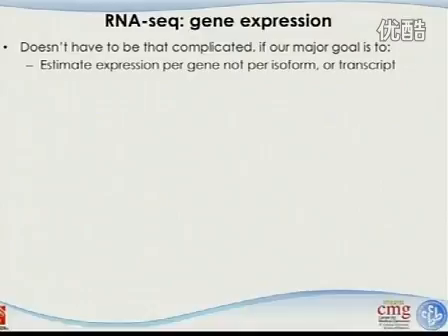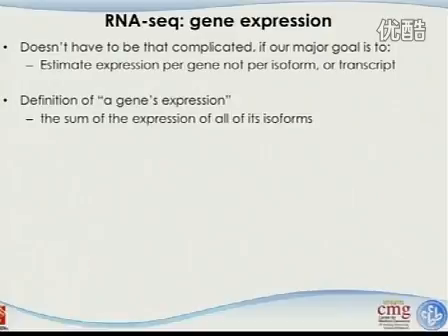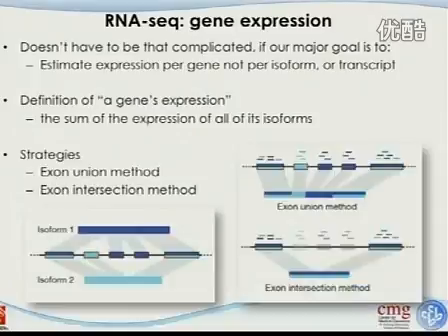But things don't have to be that complicated, right? If our goal is to estimate gene expression per gene, not per isoform, I don't care about isoforms. I just want to know how much this gene is expressed. Alternative splicing, which isoform is expressed how much, that's other people's business. So let's first define a gene's expression, which is the sum of the expression of all its isoforms. Okay, straightforward. If we go this route, there are still two general approaches.